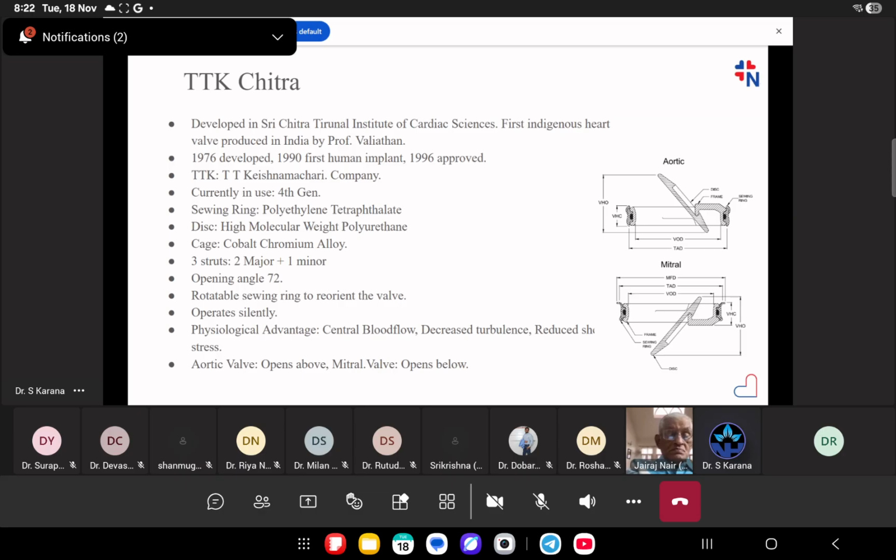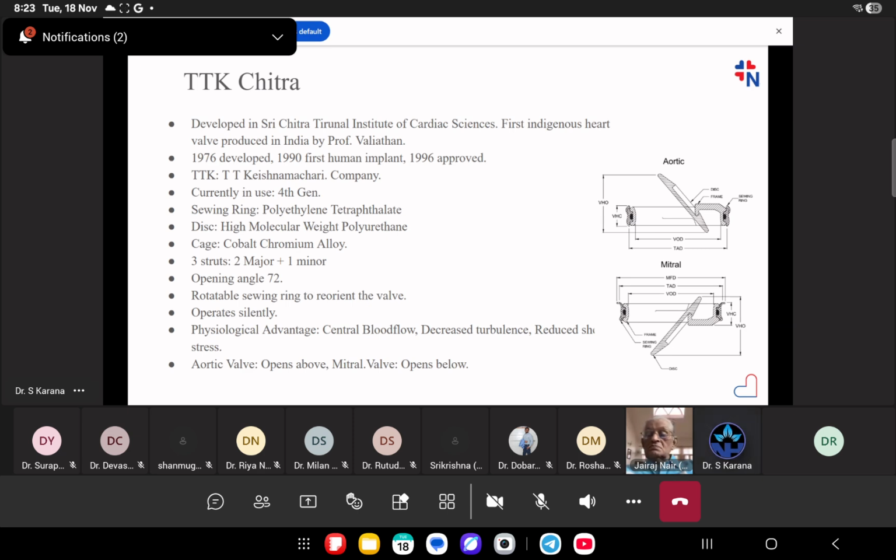The sewing ring is made of polyethylene terephthalate. The disc is of high molecular weight polyurethane. The cage is of cobalt chromium alloy. There are three struts, two major and one minor. The two major ones are below the valve, and the one minor is above the valve. The opening angle is close to 72 degrees. It has a rotatable sewing ring to reorient the valve.